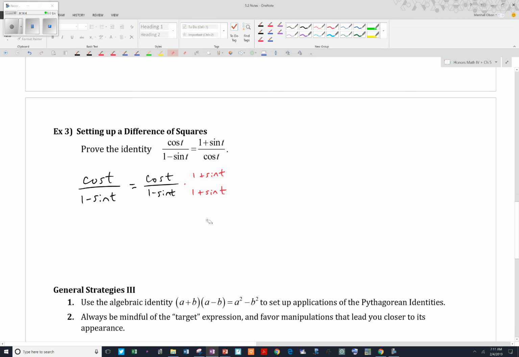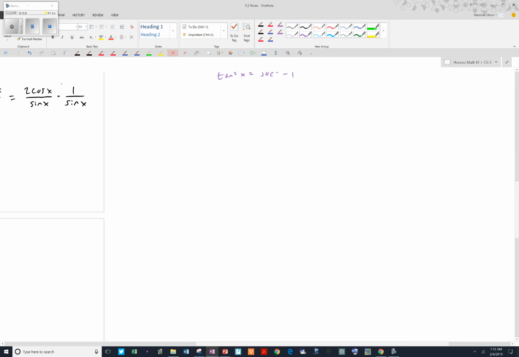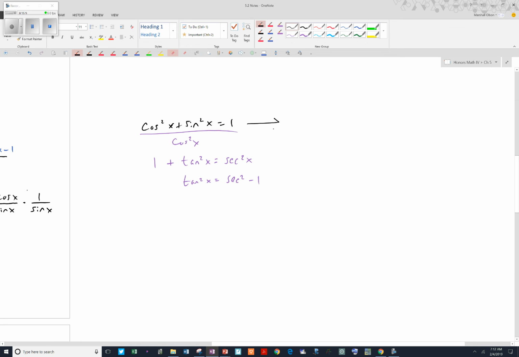Why would we ever want to do that? Well, when you multiply conjugates together, it's your a plus b, a minus b pattern, which gives you 1 minus sine squared here. It's going to give you something squared minus something squared, which is going to lead us to something with the Pythagorean identities. Because remember, the Pythagorean identities have quantities being squared in them. So 1 minus sine squared, well, that's definitely related to this one. We know that 1 minus sine squared would equal cosine squared.